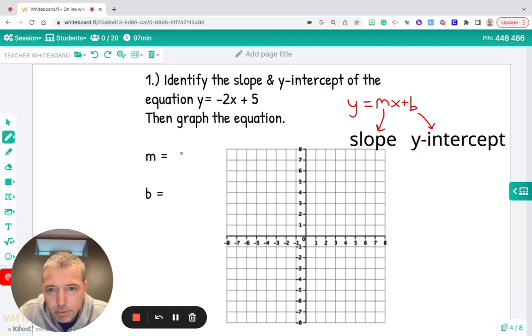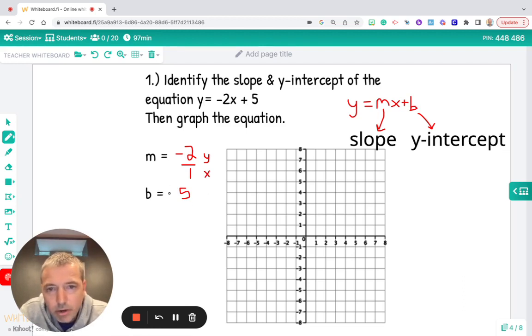So our slope in this problem is negative 2, and remember to make that a fraction, we can always just add a 1 underneath it, right? So negative 2 over 1, the change in the y over the change in the x. And the y-intercept in this problem is positive 5. So we're going to use those two things to graph now.